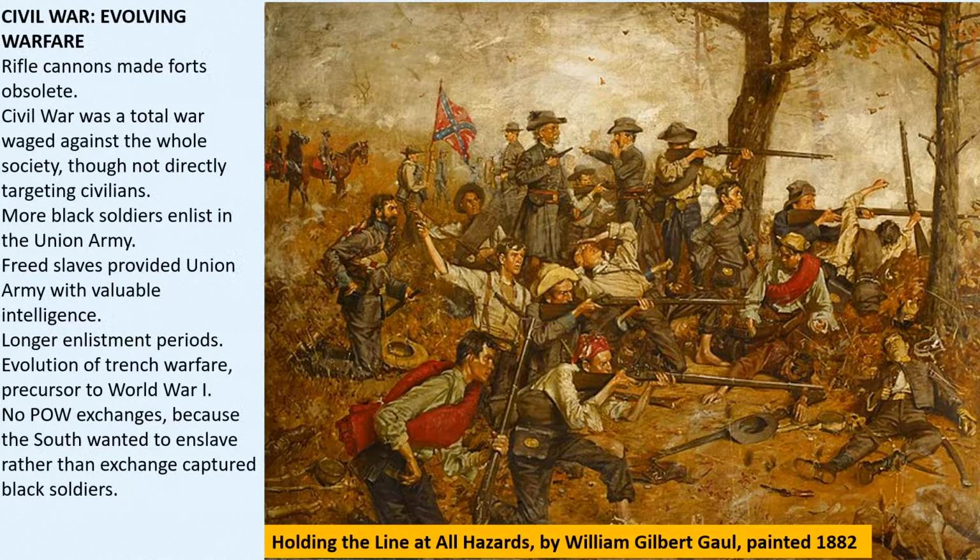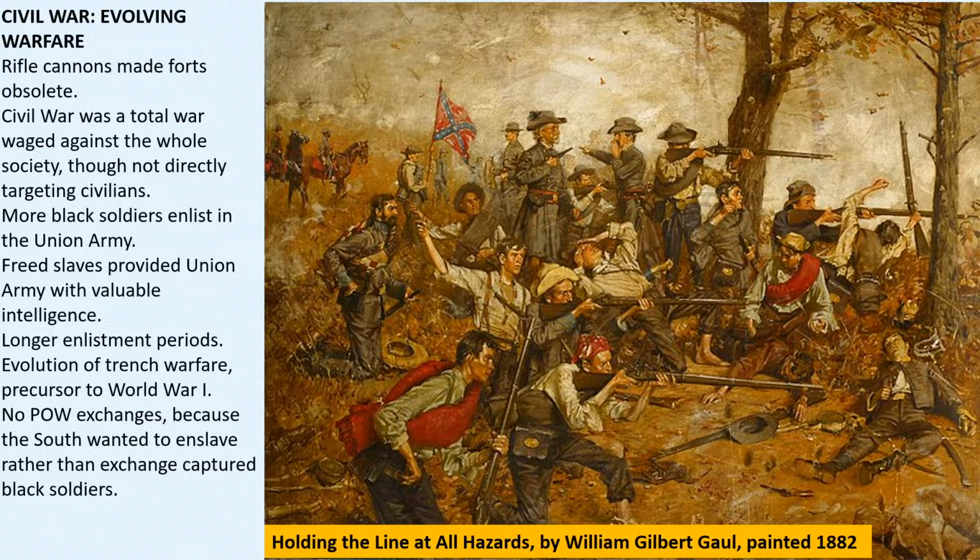So how did warfare evolve at this point in the Civil War? Rifle cannons made forts obsolete. The Civil War was now a total war waged against the whole society, although not directly targeting civilian lives. The armies did target civilian property. More black soldiers enlisted in the Union Army, and freed slaves provided the Union Army with valuable intelligence in the Deep South. And there were longer enlistment periods, and those Confederate soldiers who signed up for a short enlistment period wound up forced to serve out the whole war.